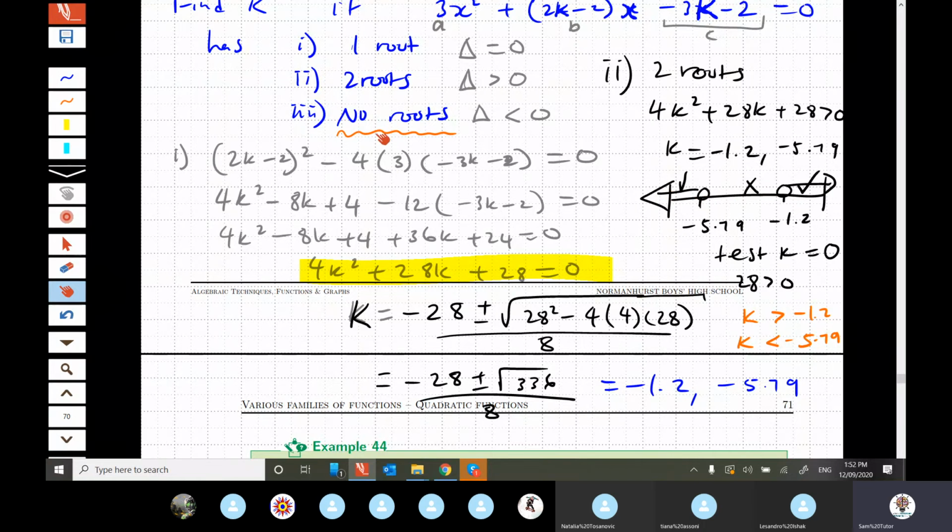I, double I, triple I. That's it. But all 3 require you to at least do this, to do the one root case. Because that's how we do it. And then we just test. So for triple I, your answer is K is between negative 5.79 and negative 1.2. So the answer for triple I would look something like this: negative 5.79 less than K, less than negative 1.2.